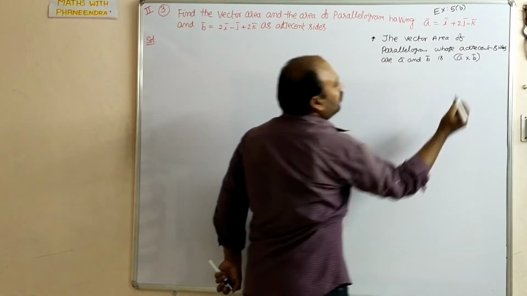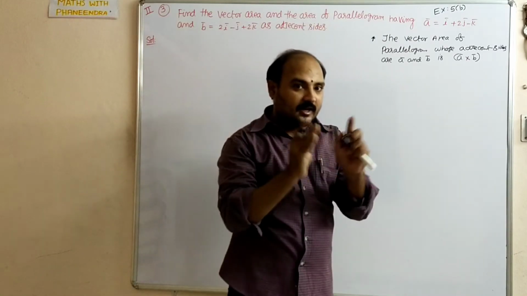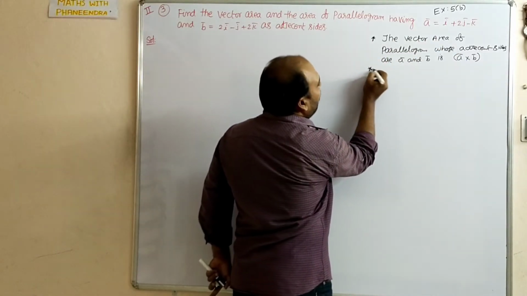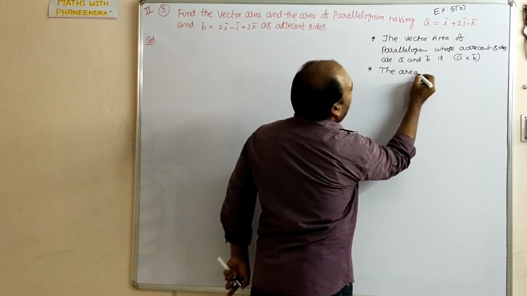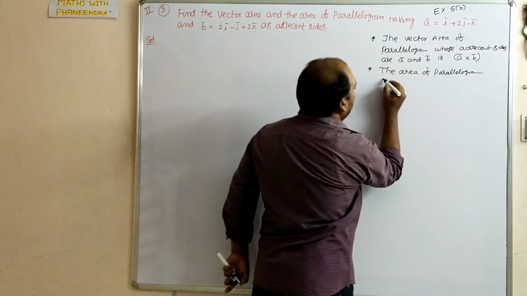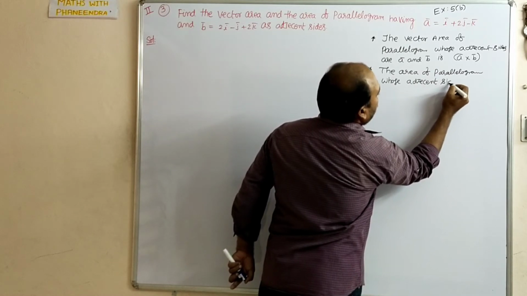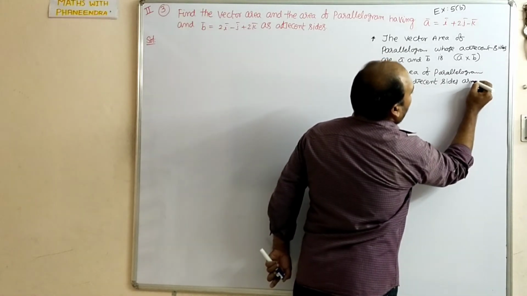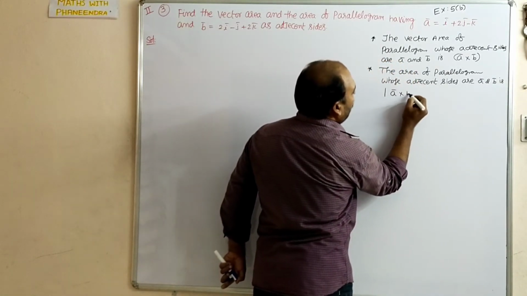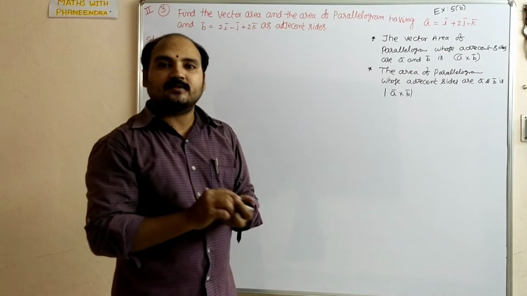This is the vector area. Suppose they ask to calculate area itself, not only vector area; it is different from the area of the parallelogram. So vector area means a bar cross b bar. Similarly, the area of a parallelogram whose adjacent sides are a bar and b bar is the magnitude of a bar cross b bar, modulus of a bar cross b bar. That is the difference between these two. Keep in mind, dear students.